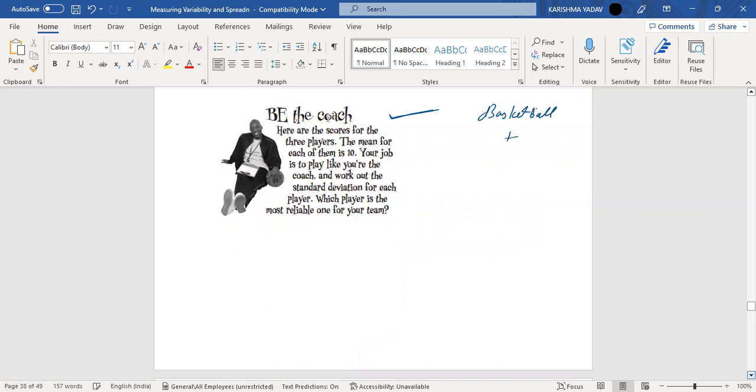This basketball team needs one player. The coach has selected three players, and from these three players he needs to choose one player. And now the question is which one should he choose? That's the problem that we are doing. Now be the coach, here are the scores of three players, the mean for each of them is 10.